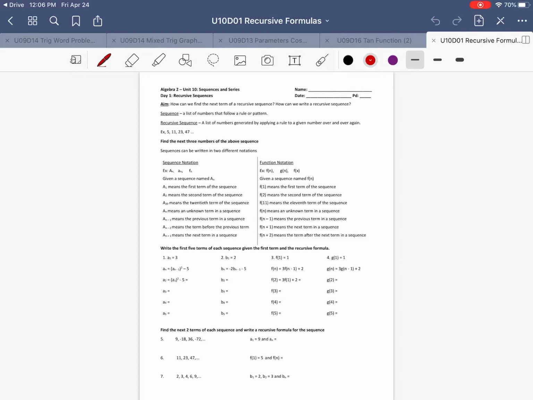Hey guys, we finally finished the trigonometry unit. Woohoo! Alright, now we're going to be starting the sequences and series unit. This is day one. Today we're talking about a recursive sequence.